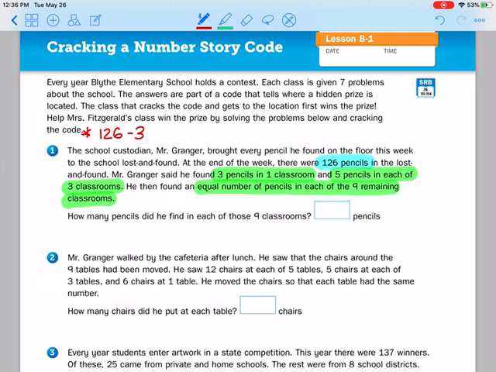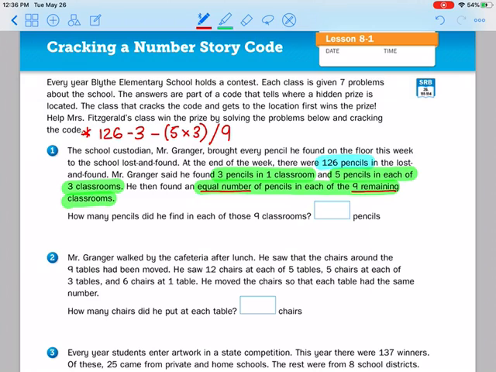Then he found 5 pencils in each of the 3 classes, so we could subtract whatever that total is. We would have to do 5 times 3 because he found 5 pencils in 3 of those classrooms. Again, we're all subtracting from this total of 126. Then that whole entire total of what's left, how many pencils are left, you're going to divide by 9 because it says that he had an equal number of pencils in the 9 remaining classrooms that he cleaned.